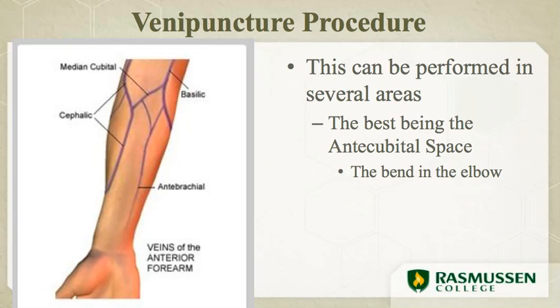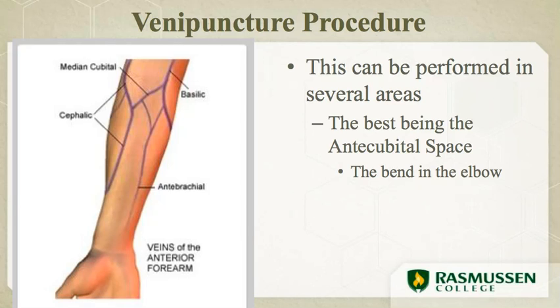Second choice is going to be the cephalic vein. This can actually be found on the outer edge or the thumb side of the antecubital space. It's still fairly large, but it's not as well anchored as your median cubital. So you don't want to use this one first if you do have a good median cubital vein.